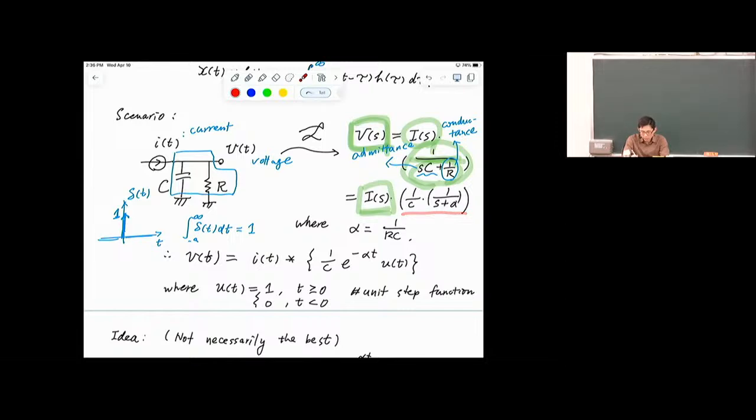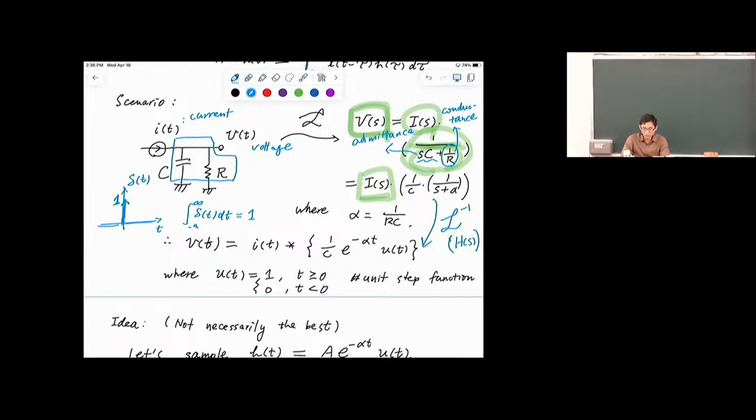So we apply the inverse Laplace transform of H of S. Then we see that in continuous time, the output voltage is equal to the input current convolved with the impulse response. And what is the impulse response? The impulse response is the inverse Laplace transform of the system function.